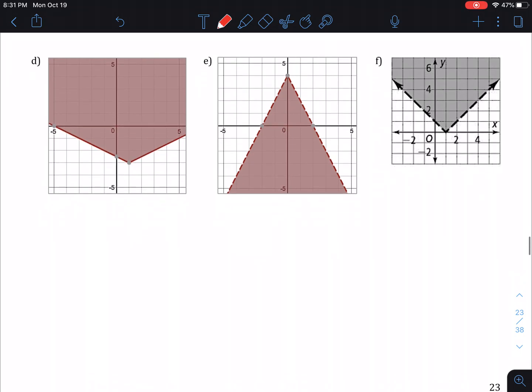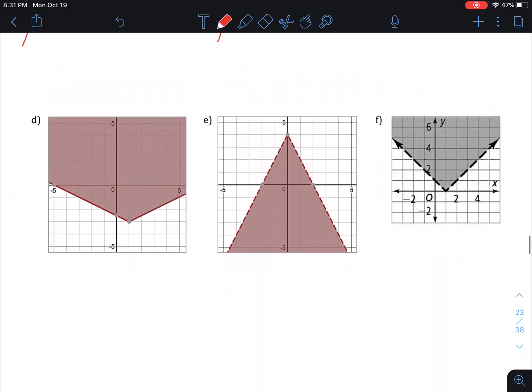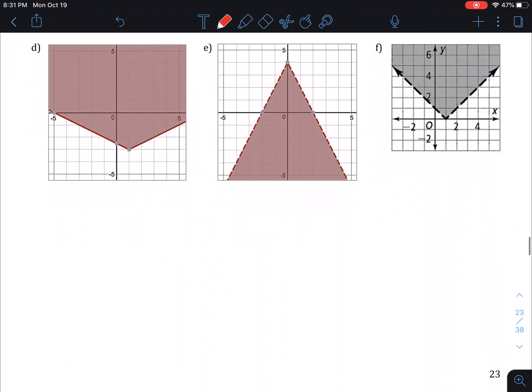And then D, E, and F, we want to resort back to the new one we've been learning about, the absolute value form. But obviously we're not going to do an equal sign. We're going to be doing an inequality.